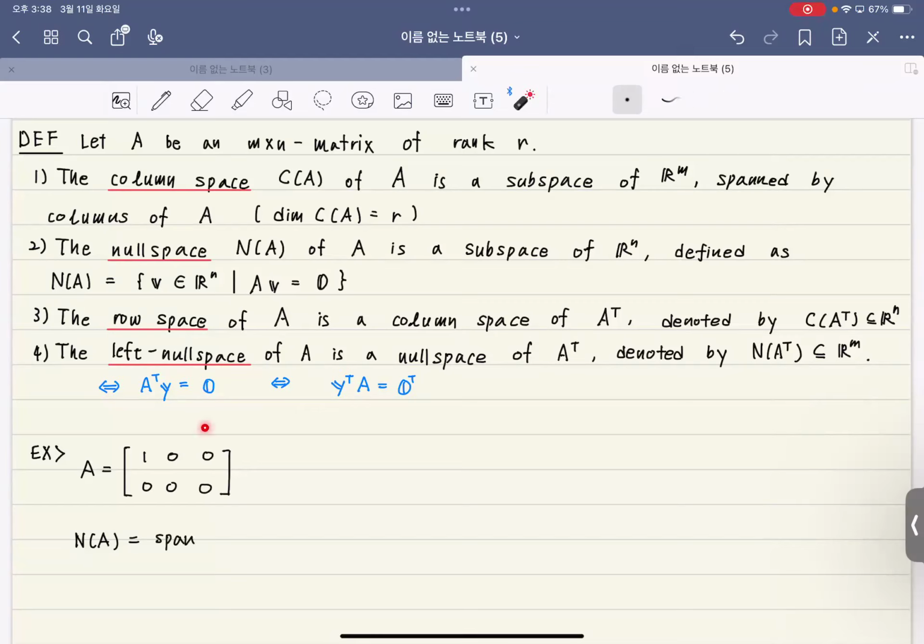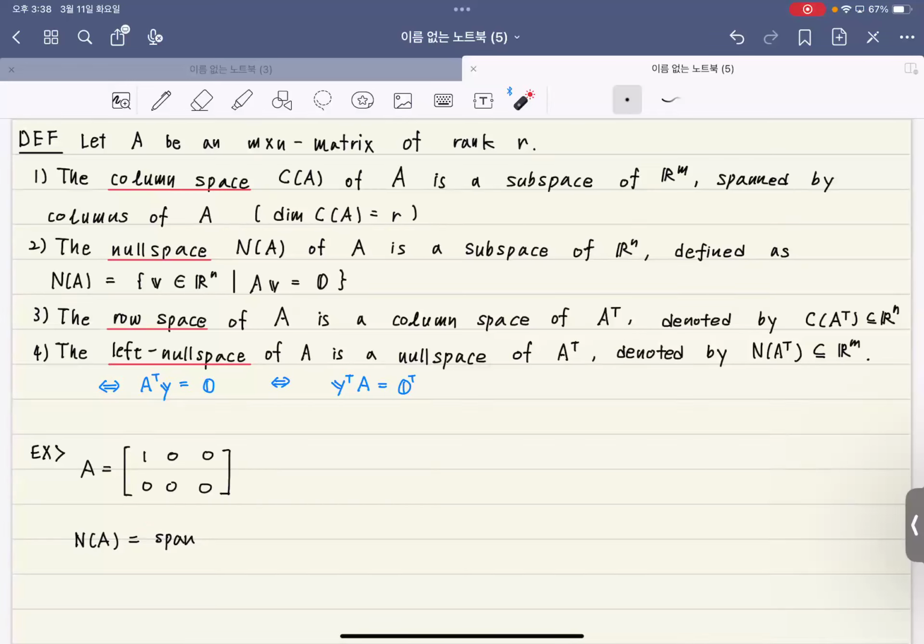Hold on. What is the rank of this guy? Since I have only one linearly independent column, rank means the number of pivots. At the same time, that means the number of linearly independent columns of the matrix A. Clearly, I can see only one linearly independent column. So the rank of this guy must be 1.